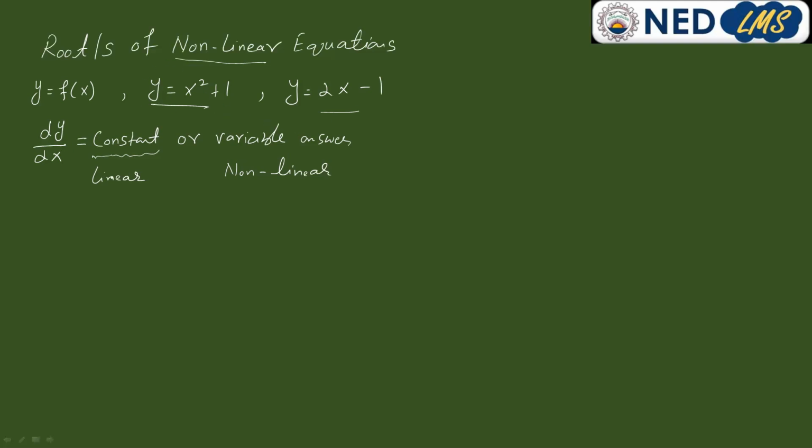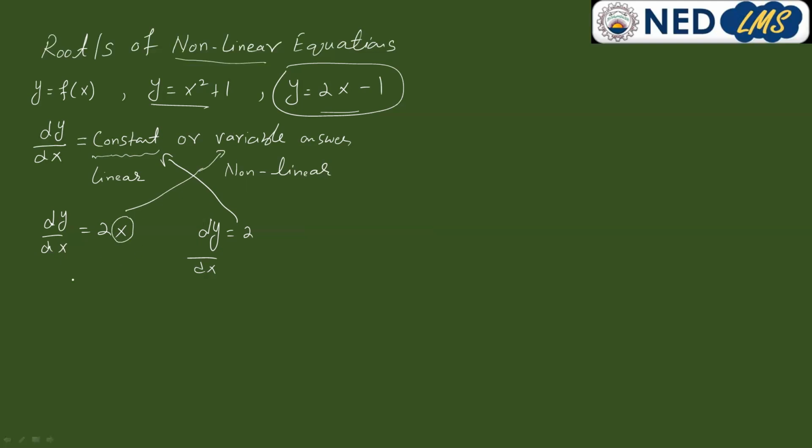If I take the derivative of this function, dy over dx, it is very easy. It will be 2x. And if I compute the derivative of this function, which, if all of you can recognize, is the equation of a straight line, you will get dy over dx equal to 2 only. So which one is in what category? If I differentiate that function with respect to x, I will get a constant answer.